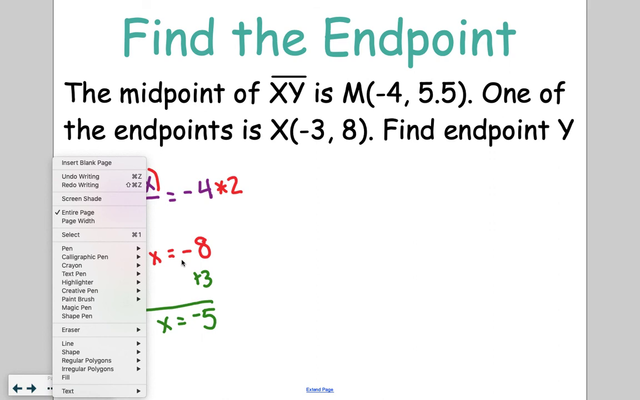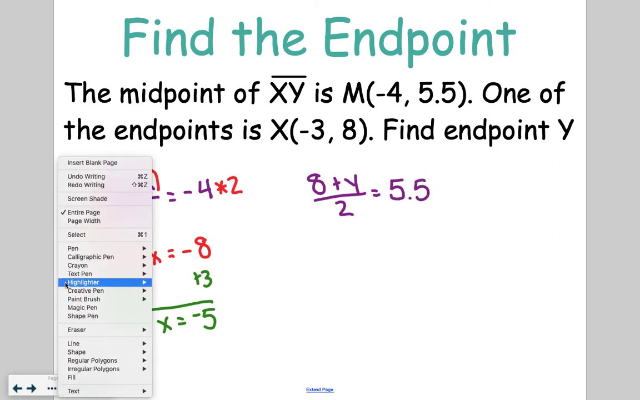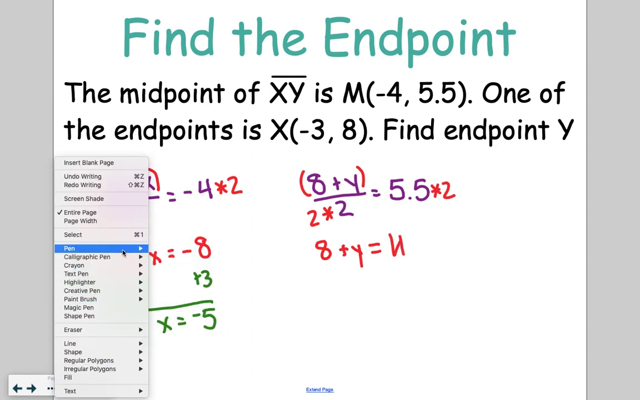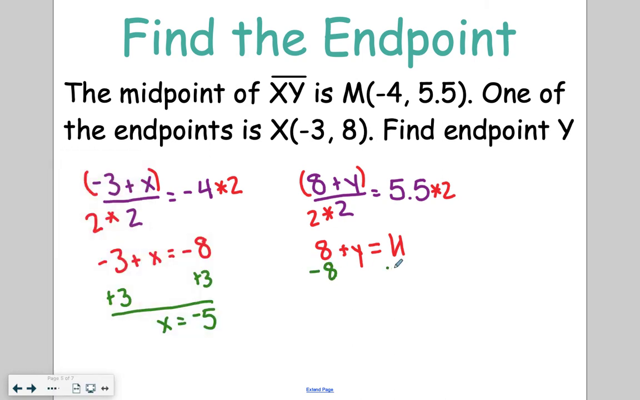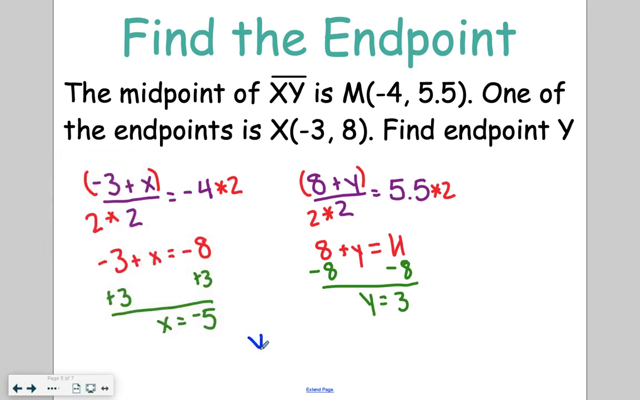Now, we need to do the same thing, but with the y coordinates. So the y that we know is 8, plus the y that we don't know, divided by 2, is going to equal our midpoint coordinate, which is 5.5. Again, if it helps you, you can put those parentheses back in the numerator to remind you to do it last. Multiplying both sides by 2 is going to give you 8 plus y is equal to 11. Then you're going to subtract the 8 from both sides, which is going to give you a y coordinate of 3. So your endpoint Y is going to be at the point negative 5, 3.